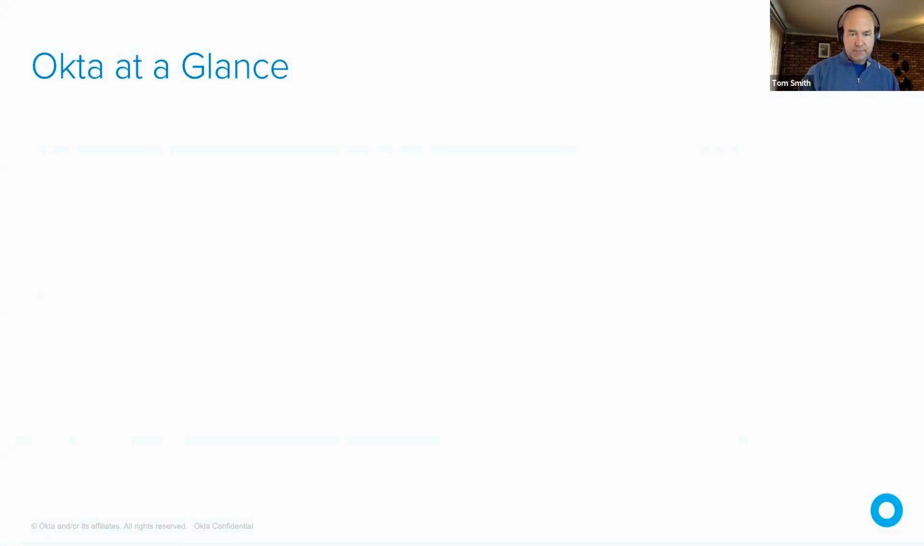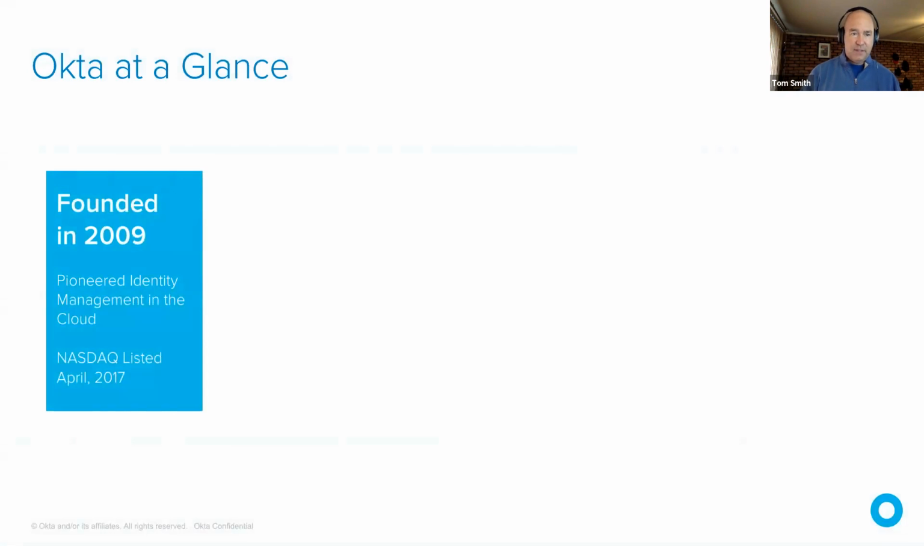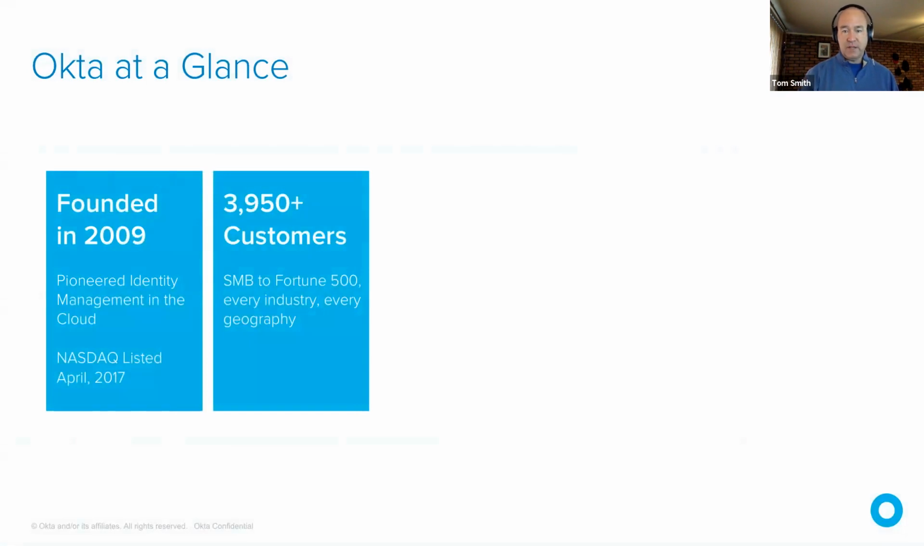In terms of Okta, we were founded in 2009. We really pioneered the identity management space in the cloud. And we've been growing very quickly since we were founded. Recently, or I guess maybe not so recently, we went public in April of 2017. We have more than 4,000 customers around the world, and these customers range from small mom and pop shops to big enterprises like MGM Hotels, Athena Health, Time Warner. But it's in almost every vertical, every geography. So we're pretty dispersed.